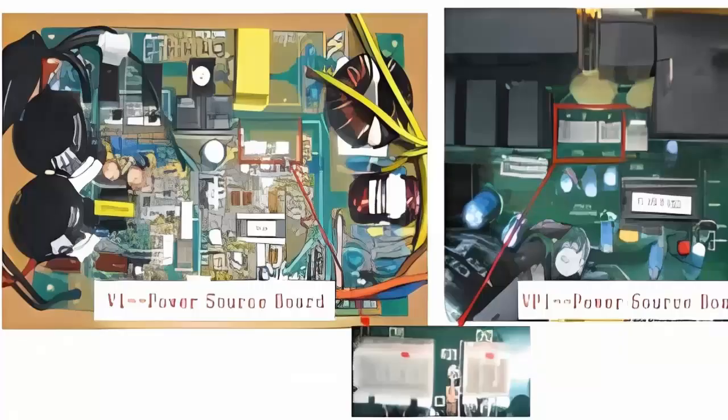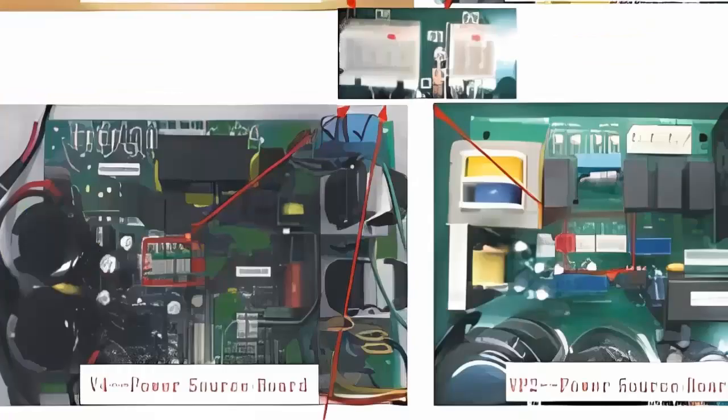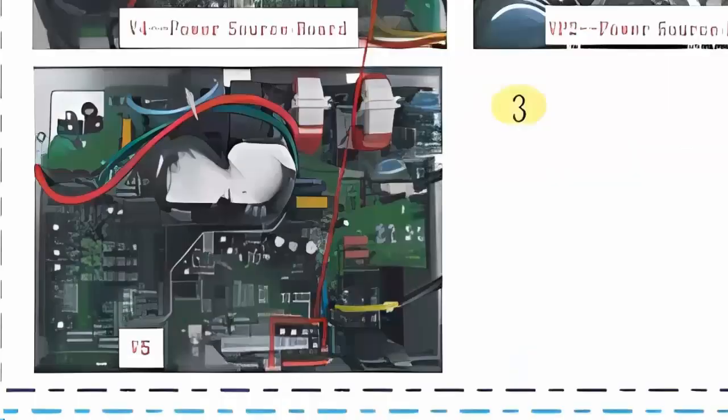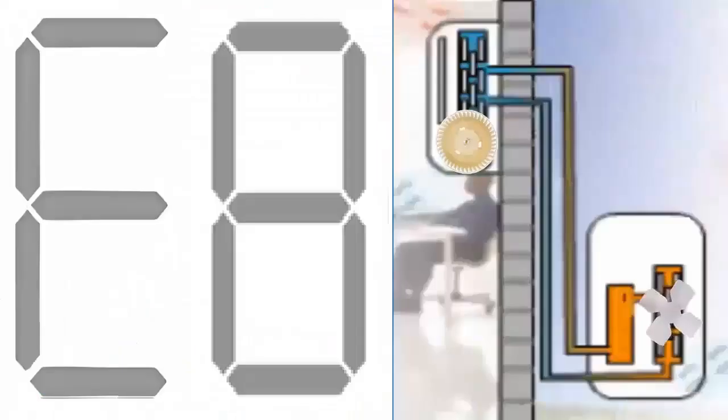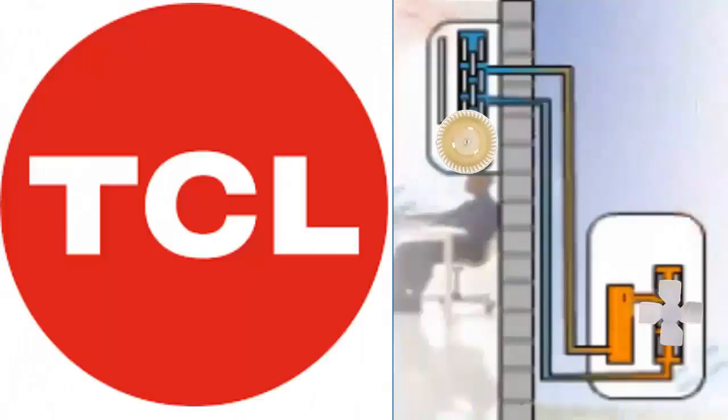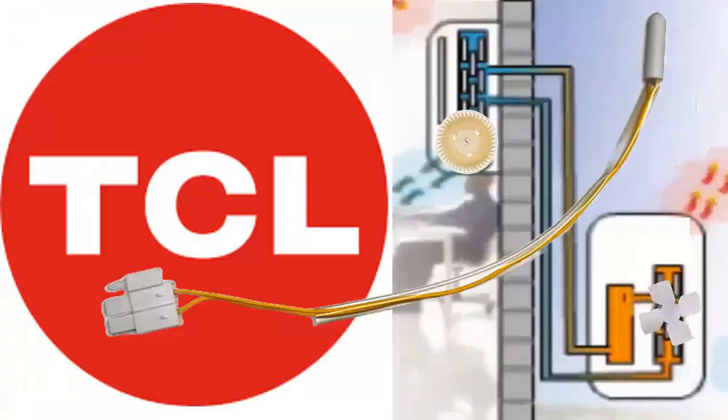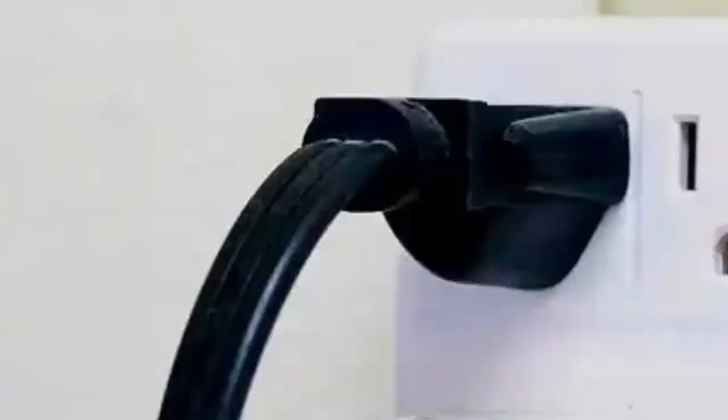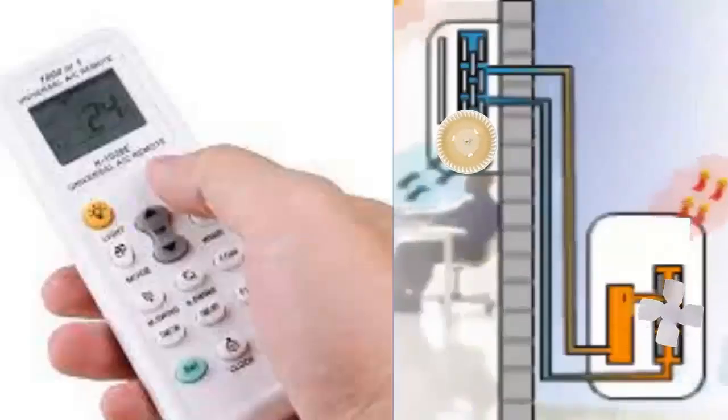3. Check the position and connection of the sensor located on the electronic board of the outdoor unit. Make sure that the ambient temperature sensor connector is correctly inserted into its slot. If it is loose, reinsert it firmly. Turn on the unit and check if the E8 error reappears.